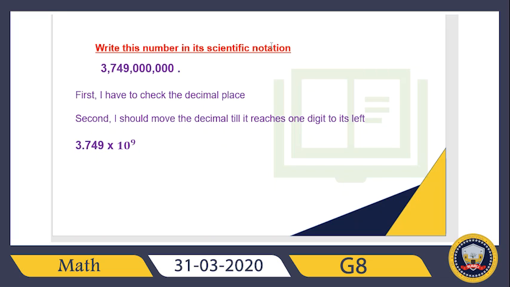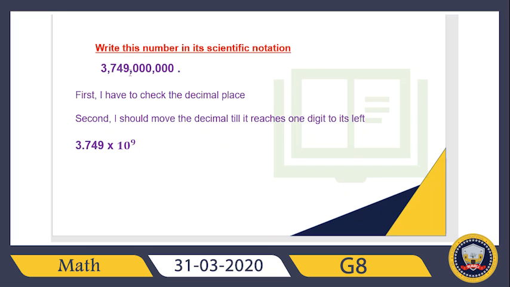So in the scientific notation, I have to compress down this number. How can I compress this number? Okay, I will imagine that the decimal point is outside this number. Then I will start moving this decimal point to the left side, inside the number.